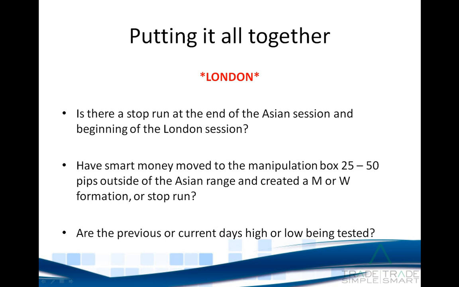The second question we're going to ask ourselves is, have smart money moved to the manipulation box, which is 25 to 50 pips outside of the Asian range, and created a M or W formation or stop run? Now, many times you will have identified levels that fall between the Asian session and also the manipulation box, and you'll be looking first and foremost at the levels that fall in between for the M formation or stop run.